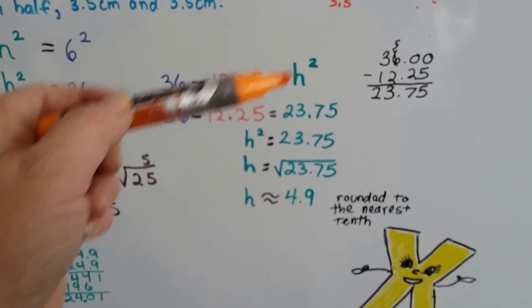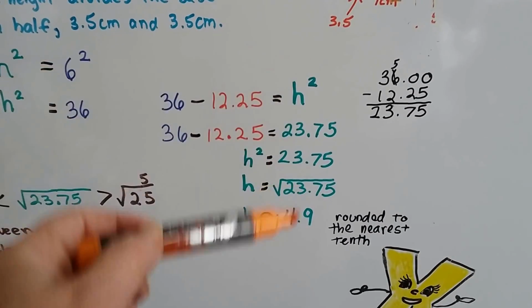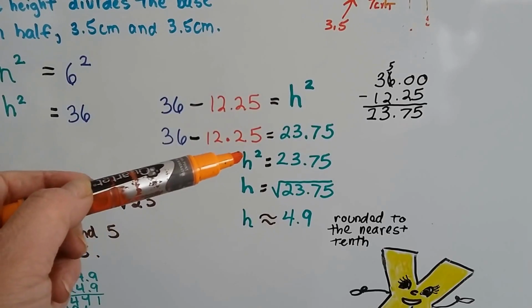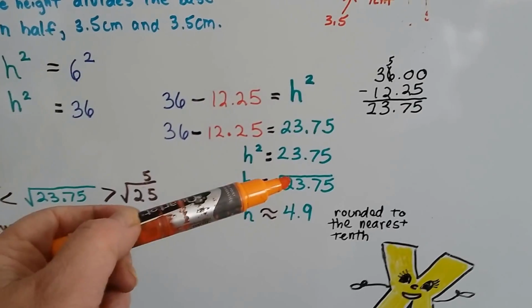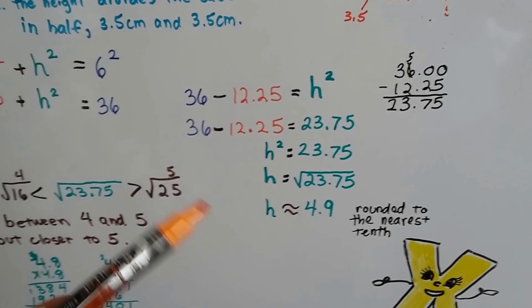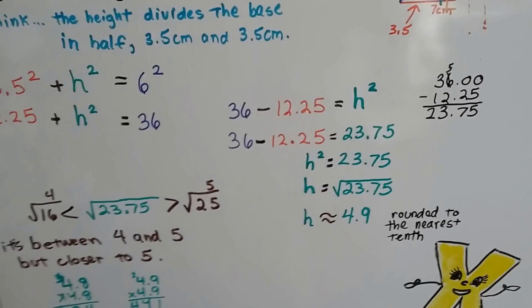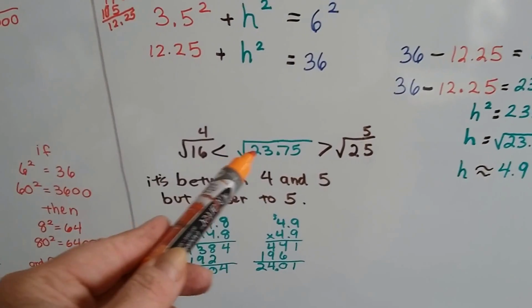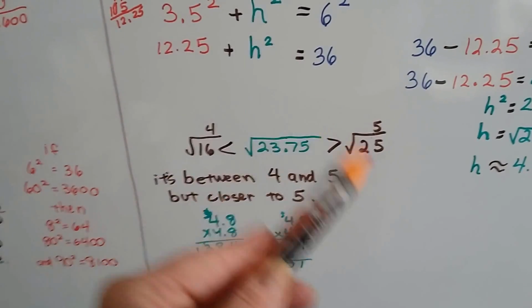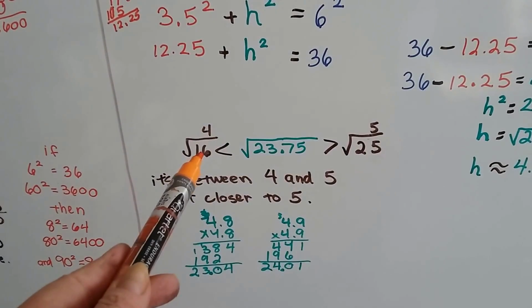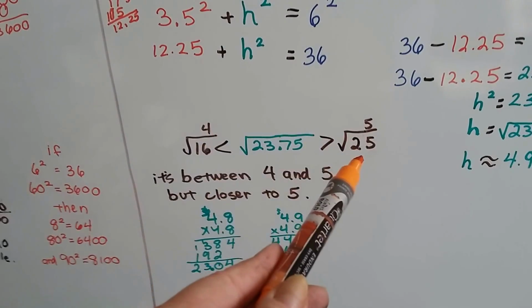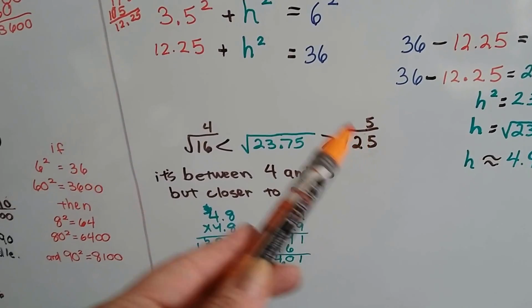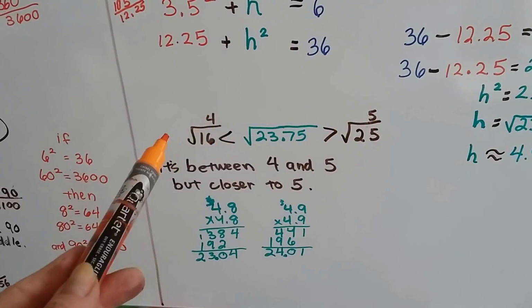So again, we do the same thing we did with the other problems. Height squared is going to equal 23.75. We remove this little 2 exponent, put the radical sign around that, and we try to figure out what this is close to. And the square root of 23.75 is in between what perfect squares? It's in between 16, which is 4 times 4, and 25, which is 5 times 5. So we know our answer is between a 4 and a 5.